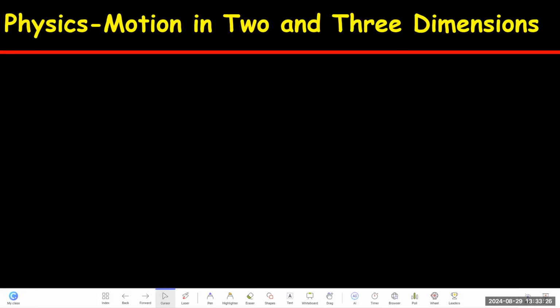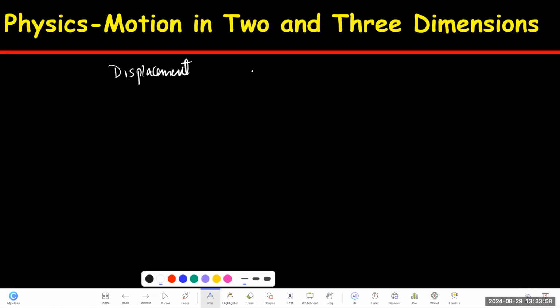In this video, we'll be talking about motion in 2 dimensions or motion in 3 dimensions. Before we start talking about motion in 1 dimension, 2 dimensions, or 3 dimensions, we know that motion is more relatively associated with a term called displacement. And displacement could be 1D, 2D, or 3D. So displacement is a motion in a straight line.